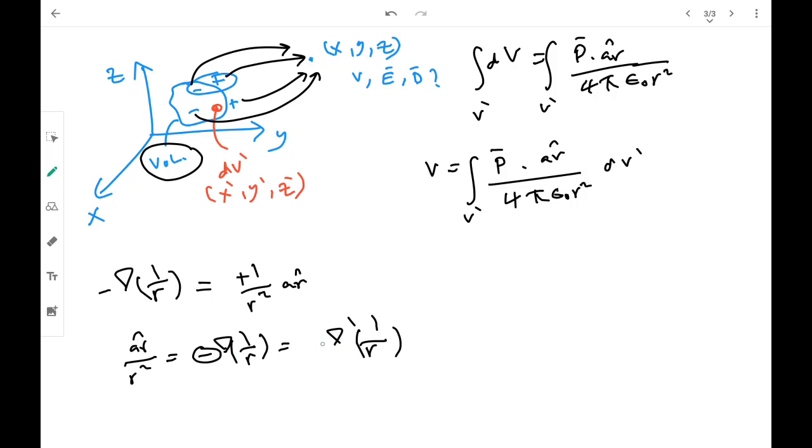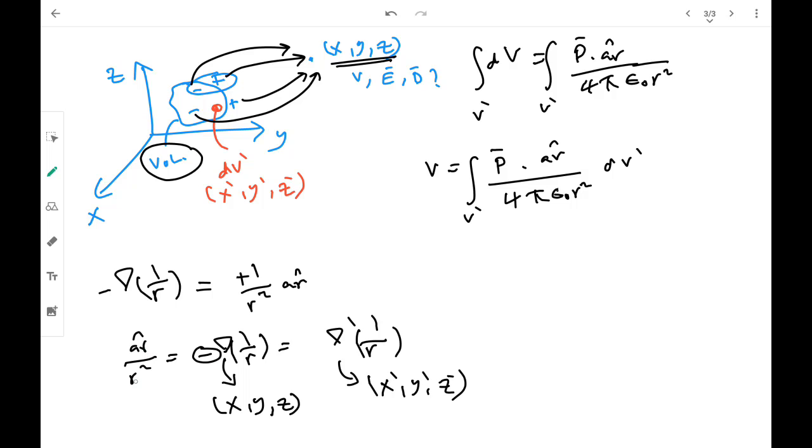The difference between del and del dash: del means the derivative with respect to the field point x, y, z, while del dash is the derivative with respect to x dash, y dash, z dash. Here in this problem, the problem is not in the field point because the field is fixed at a certain location. The problem is in the source because the source has four different types of charges. So we need to focus on the source point of view, so we flip the coordinate system to focus on the source instead of the field point.